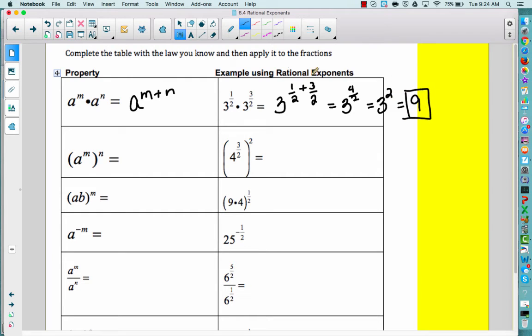Now I'm doing every step. Some of it you could do in your head, but you are going to have to show me some of the work. Like I want to see the addition of the fractions, but you can do 4 divided by 2 in your head. All right.